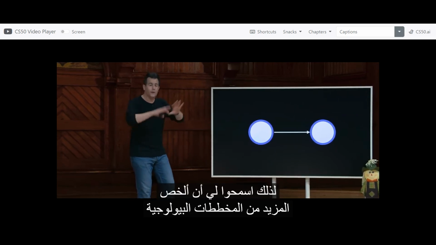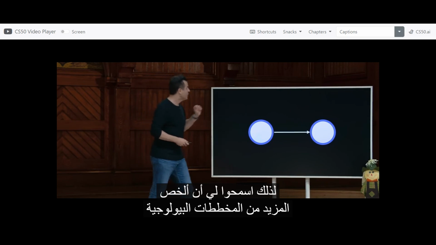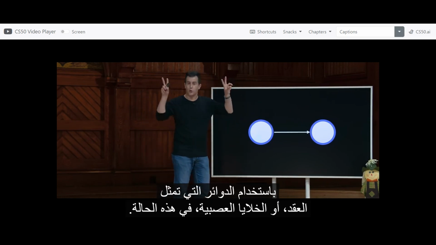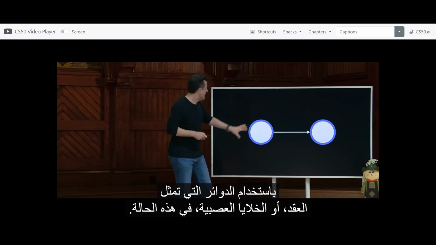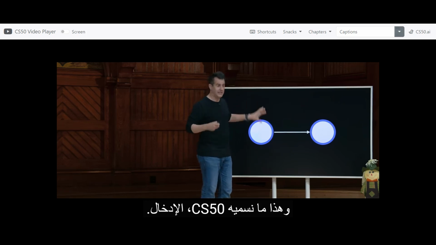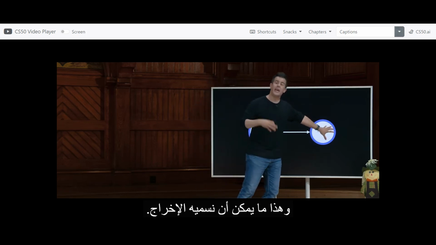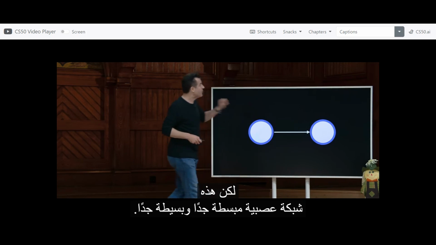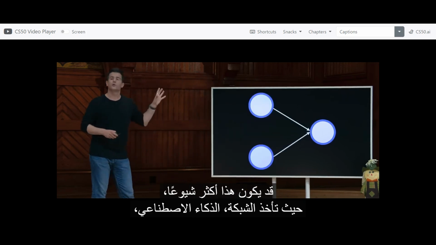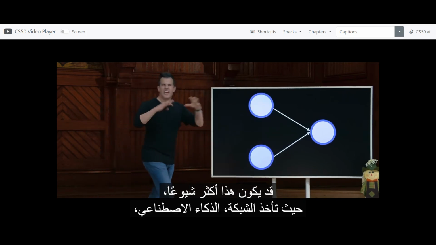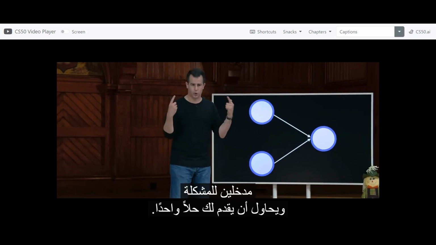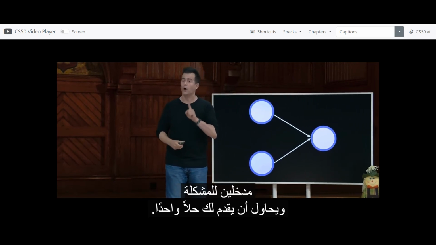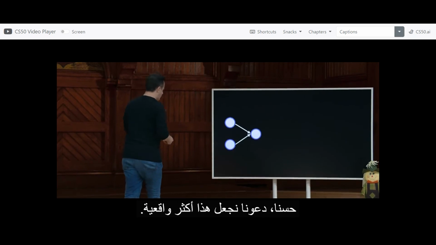So let me abstract away the more biological diagrams with just circles that represent nodes or neurons in this case. This would be, we'd call in CS50, the input. This is what we would call the output. But this is a very simple neural network. This might be more common, whereby the network, the AI, takes two inputs to a problem and tries to give you one solution.